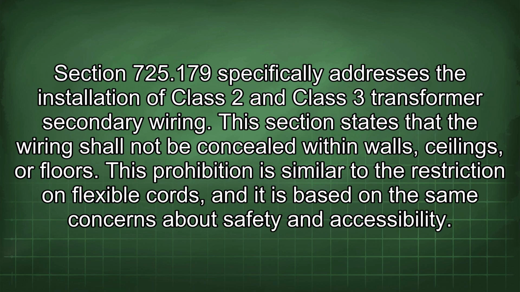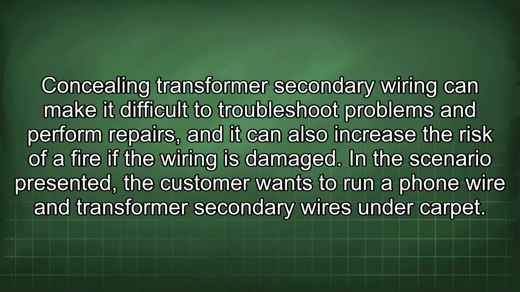This prohibition is similar to the restriction on flexible cords, and it is based on the same concerns about safety and accessibility. Concealing transformer secondary wiring can make it difficult to troubleshoot problems and perform repairs, and it can also increase the risk of a fire if the wiring is damaged.